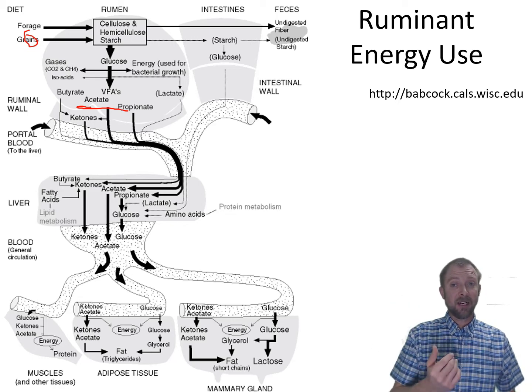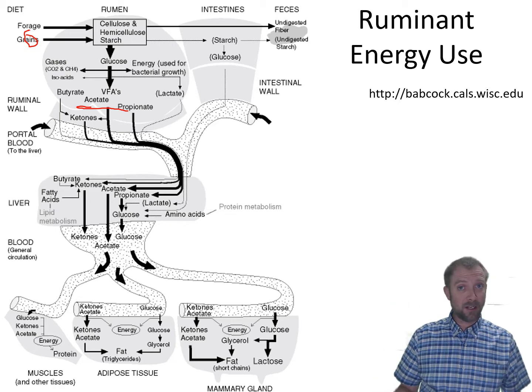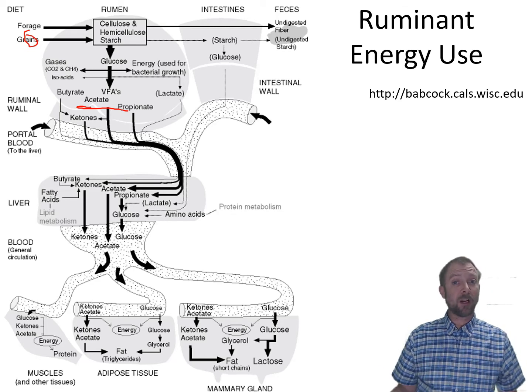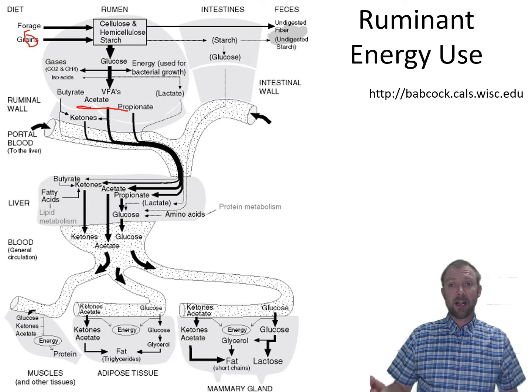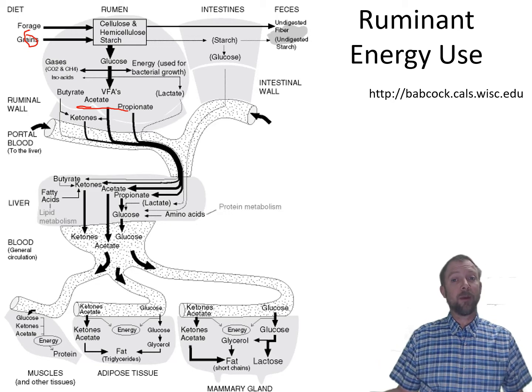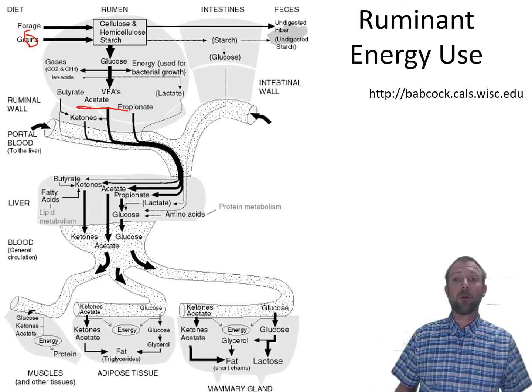The acetate can leave there. The acetate can go to the muscles and be used as an energy source in the muscles, or it can go towards fat production. And if there's going to be some fat being laid down in the adipose tissue, you can see that either the ketones or the acetate are used. Glucose also is required for making fat because there's a glycerol backbone that happens there.